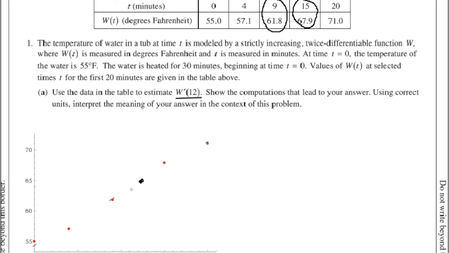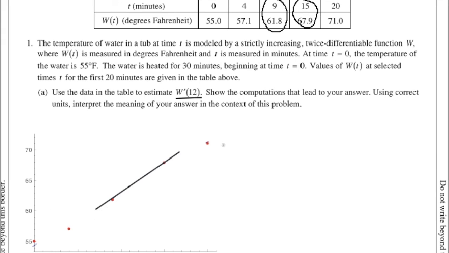So we can actually use a secant line to estimate our tangent line. Our secant line is going to look something like this, and it's going to go somewhere around our midpoint, where our t equals 12 point is. We're going to use our knowledge of slope and find the slope of this line, and that'll give us a decent approximation of w prime of 12. So remember, slope is just rise over run.